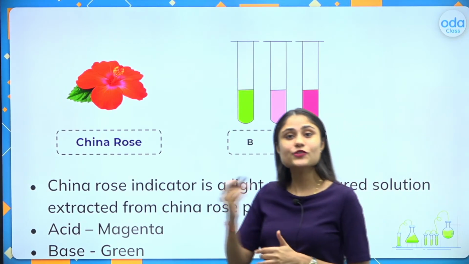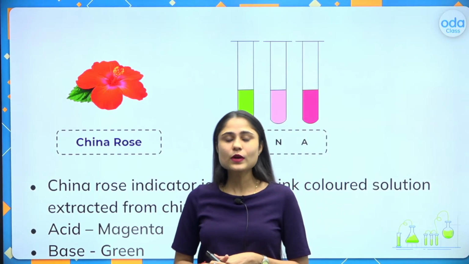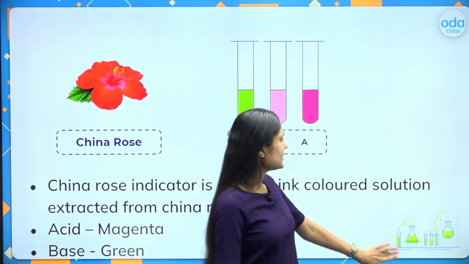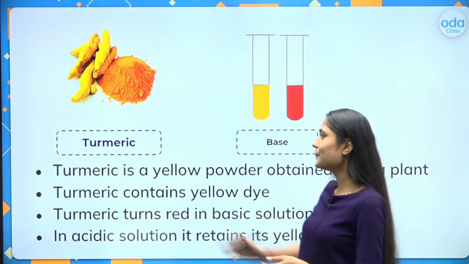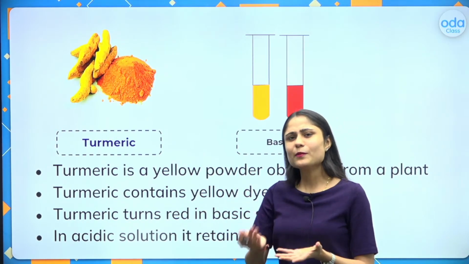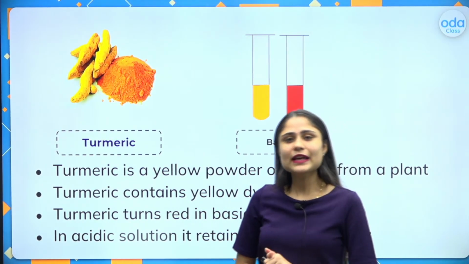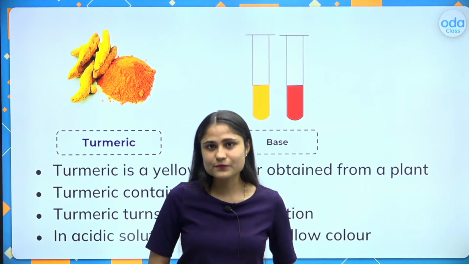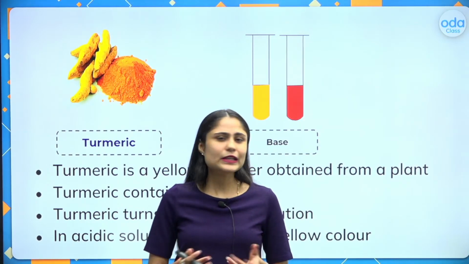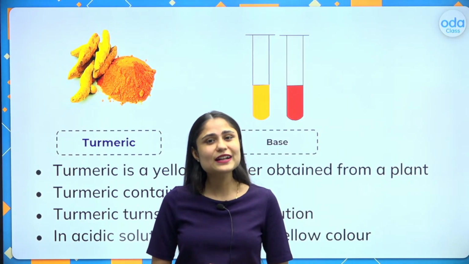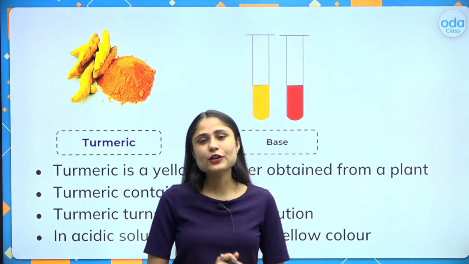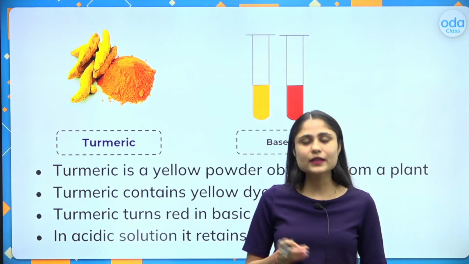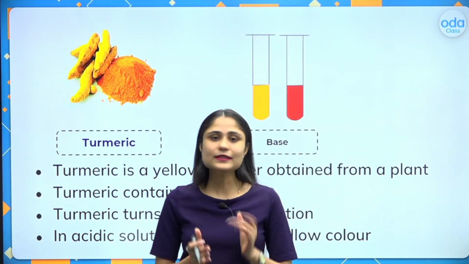Let us move ahead. Let us try to learn about more indicators. Till now, we have studied China rose and litmus. Let us see what is ahead. And now comes turmeric. I'm sure it might have happened with you that many a times you dropped some kind of curry on your clothes, right? And your mama, or anyone in your house, must have said that it will be difficult to remove. Why? Because turmeric is a type of indicator. Turmeric is usually present in that curry. It is a type of indicator.